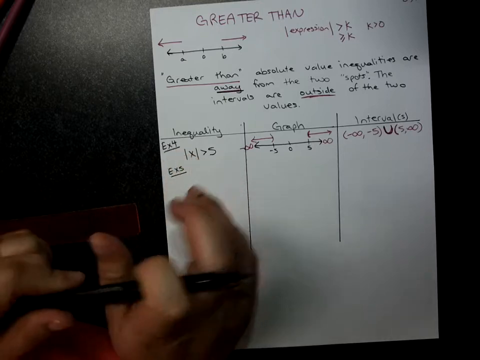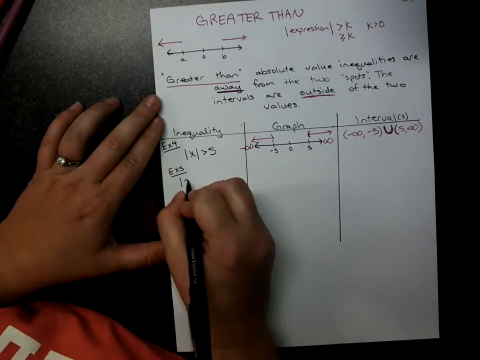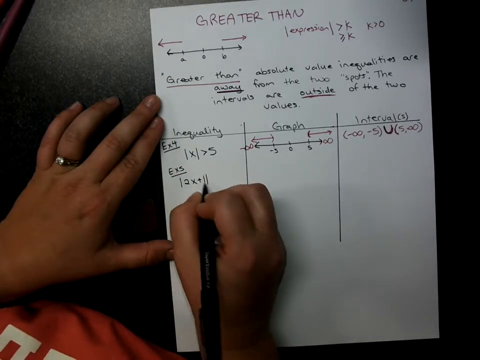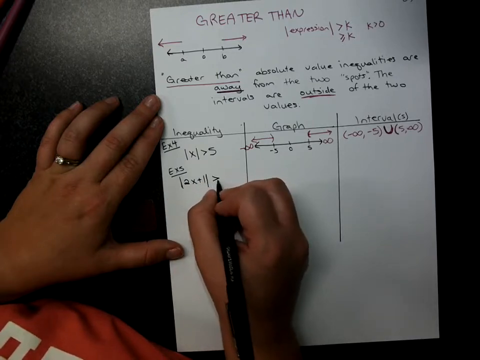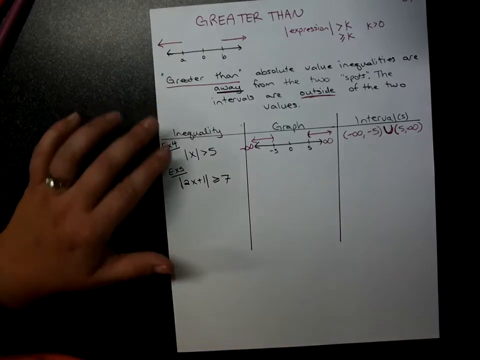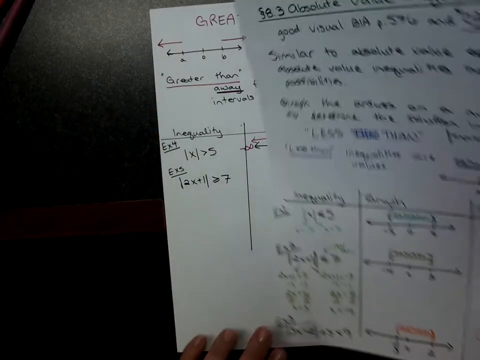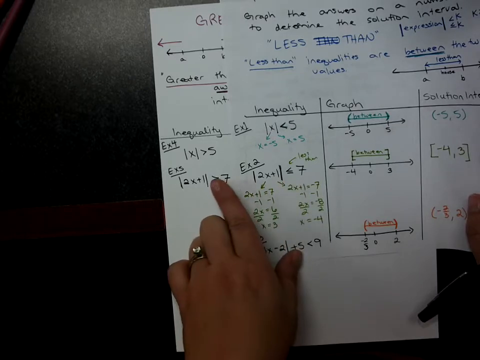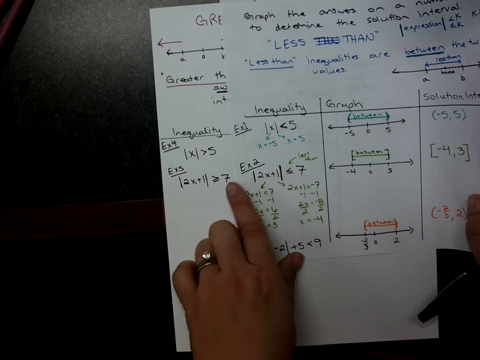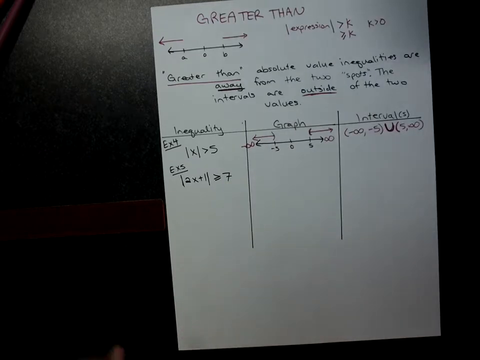So example 5 is going to look just like example 2, except it's going to say greater than. So the absolute value of 2x plus 1 is now going to be greater than or equal to 7. So again, it's the same values, but instead of less than or equal to, it's going to say greater than or equal to. So you have to pay very careful attention to which direction it's facing.